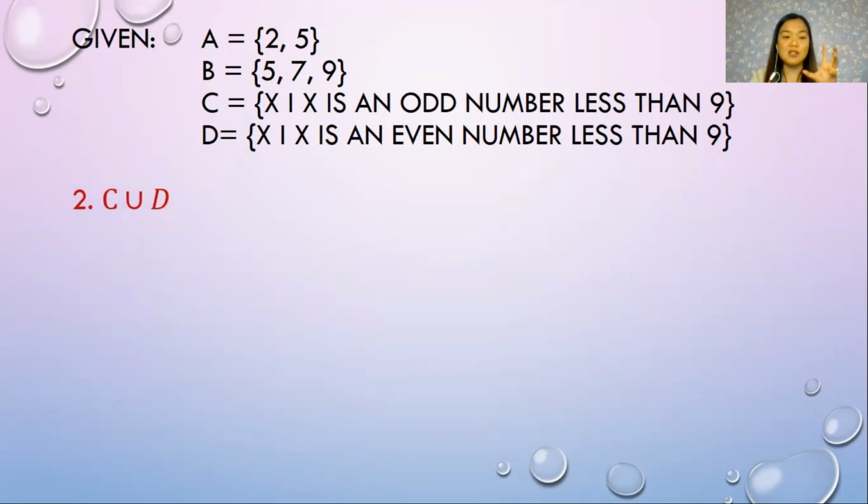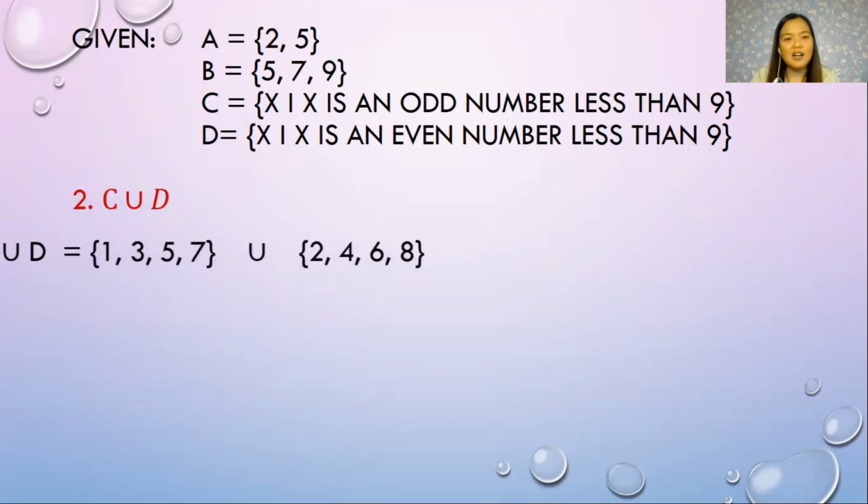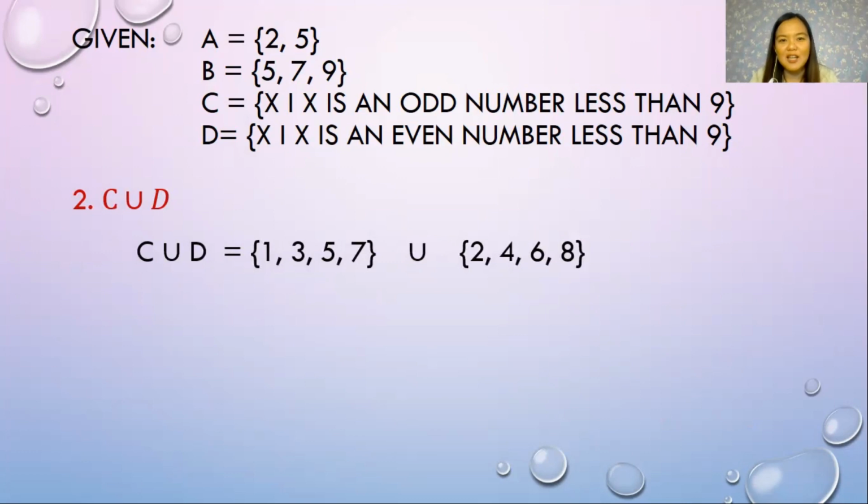Next, number 2, C union D. So, C, yung C, X such that X is an odd number less than 9. Meaning, when we say less than 9, hindi nakasali yung 9.